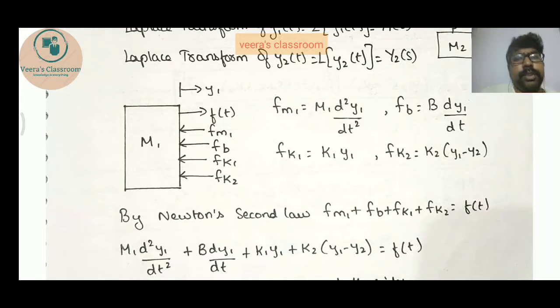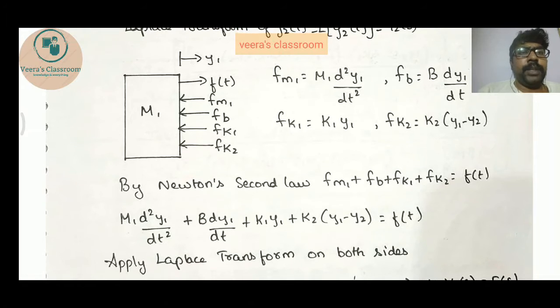By Newton's second law, we can add all those opposing forces. The summation of opposing forces will be equal to the applied force. So it is fm1 plus fb plus fk1 plus fk2 equal to f(t). We will substitute all those terms here. For further simplification, we have to do the Laplace transform.